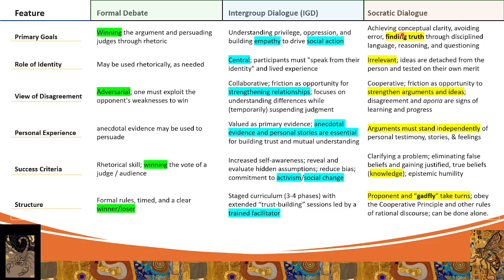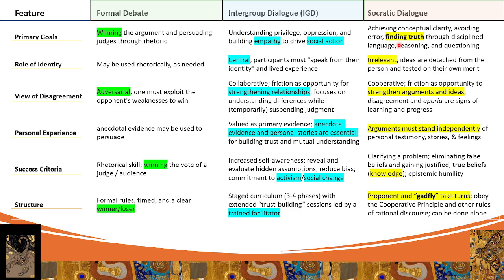In Socratic dialogue, one thing that people can find stressful is that we focus on finding truth through very clear language, rigorous reasoning, and pointed questioning. Your personal experience is sometimes relevant, but for the most part, it's not going to be relevant to assessing whether an argument you're giving is valid or whether most of the claims in that argument are true. So in many cases, a lot of the things that are central to intergroup dialogue are not going to be relevant in the context of Socratic dialogue.